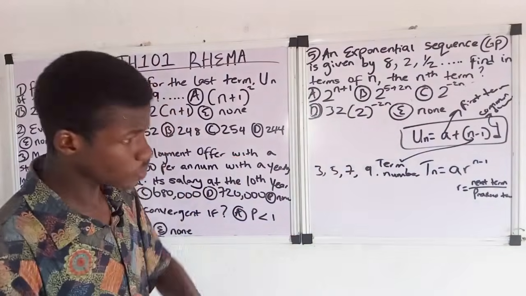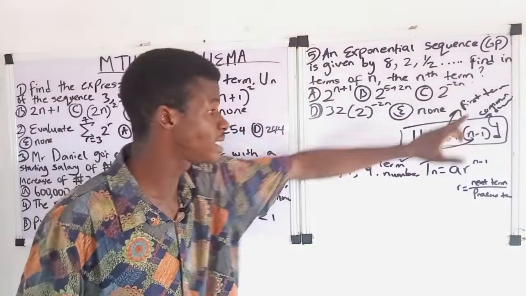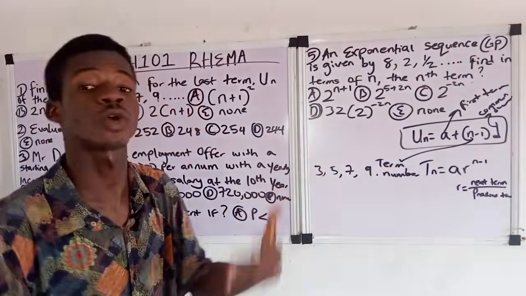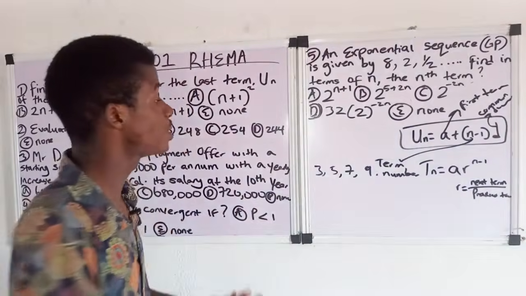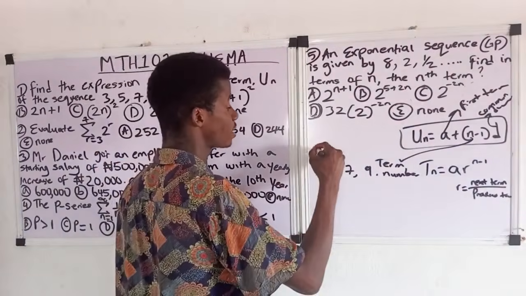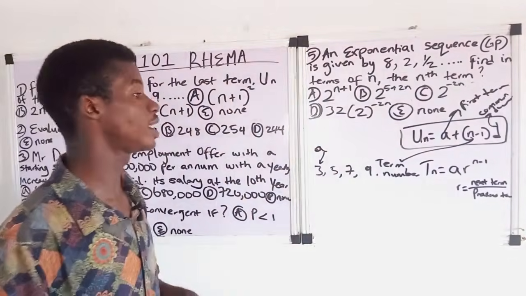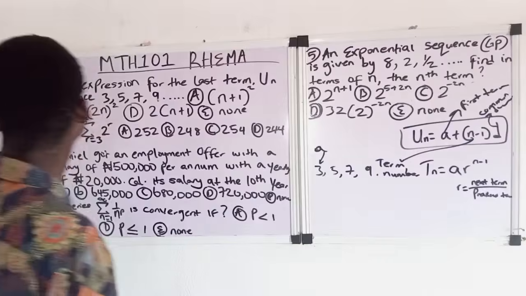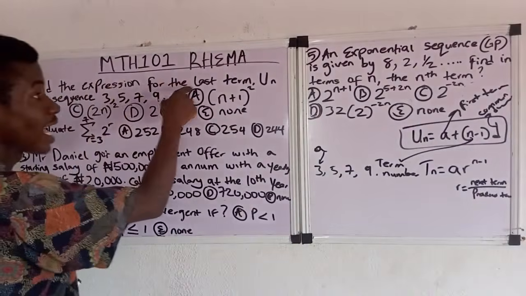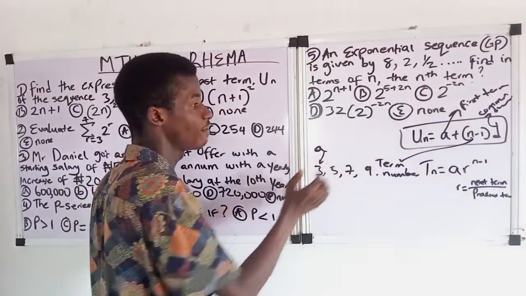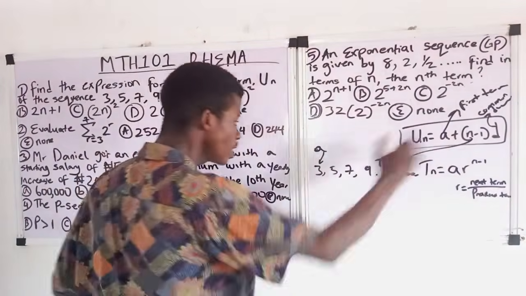So the first term, if you look at this sequence of numbers 3, 5, 7, 9, which one comes first? It is 3, right? So 3 is the first term, which is A. Now if you look at the question, it said find the expression for the last term of the sequence. Okay, so A is the first term. Now let's look for d.